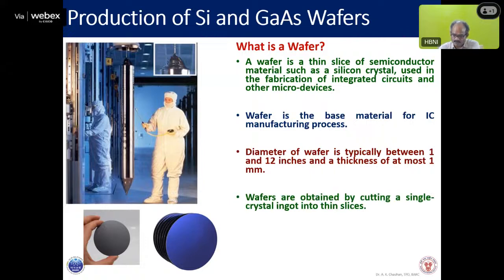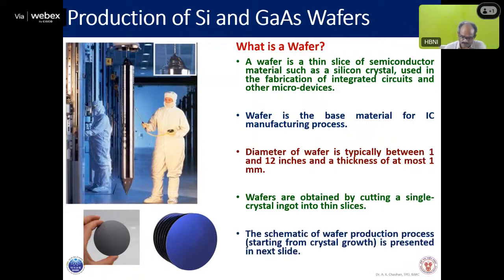These wafers are obtained by cutting single crystal ingots into thin slices. So you have a crystal, and then you cut it into small pieces. So these are basically crystal slices only. And you can see this is a typical silicon wafer. This is also a silicon wafer, and the crystal.